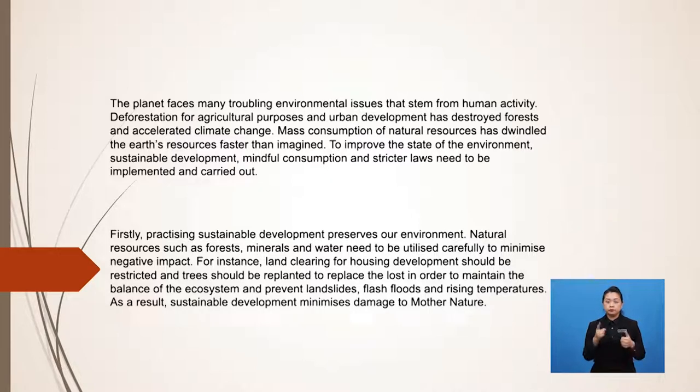Firstly, practicing sustainable development preserves our environment. Natural resources such as forests, minerals, and water need to be utilized carefully to minimize negative impact. For instance, land clearing for housing development should be restricted and trees should be replanted to replace the lost ones in order to maintain the balance of the ecosystem and prevent landslides, flash floods, and rising temperatures. As a result, sustainable development minimizes damage to Mother Nature.